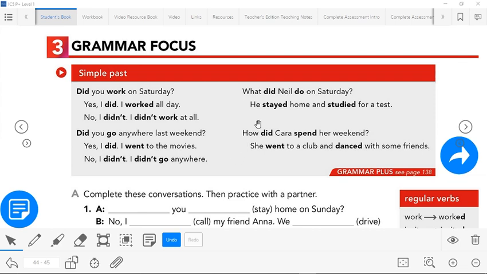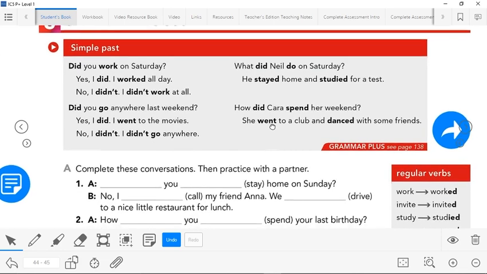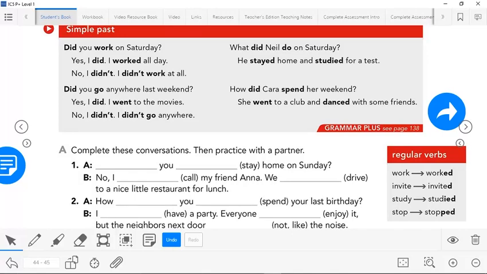We also have the WH words, the WH questions. What did Neil do on Saturday? It's basically the same as the yes no questions, but with a WH word at the beginning. What did you do on Saturday, for example? What did Neil do on Saturday? He stayed home and studied for a test. How did Kara spend her weekend? She went to a club and danced with some friends. Okay? Very good. I hope that you understand this, like I really hope.